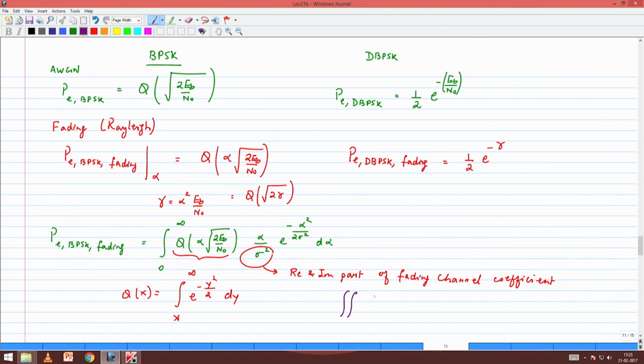The question is, does a closed form expression exist? If a closed form expression exists, how do we get it, and what are the methods? Usually when closed form expressions do not exist, you can do numerical integration; that is always an option.